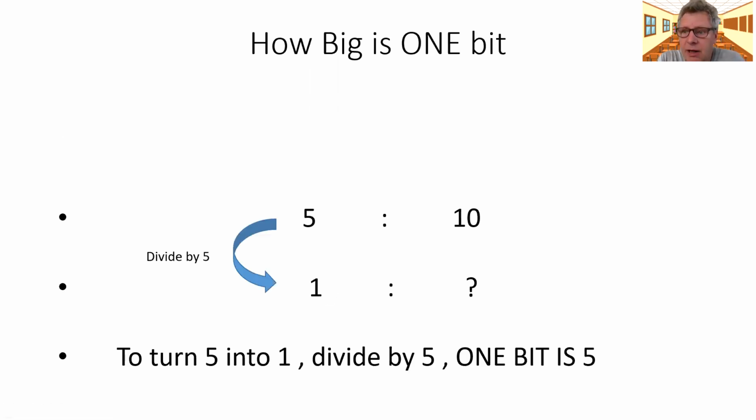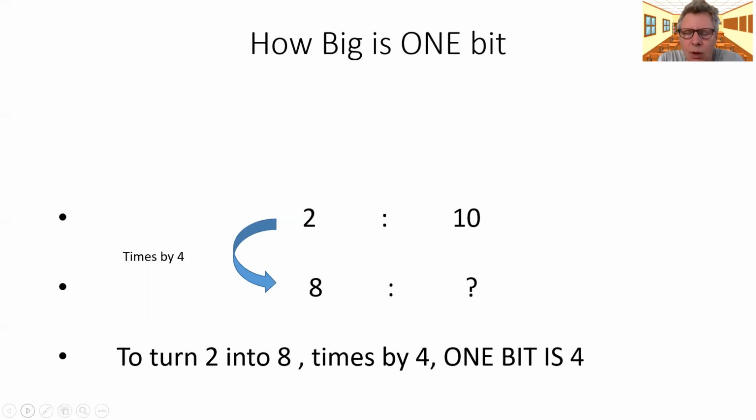Now, I said at the beginning, how big is one bit? And what we've got to work out is basically what have we got to do to one line of numbers to get down to the other line? And here we've got to do a divide. And so one bit is 5. This one, we've got to increase the numbers, and so we've got to do times. We have times by 4. So one bit is actually worth 4.